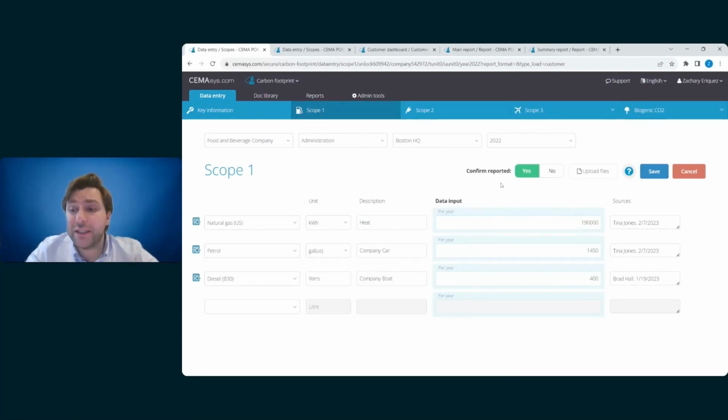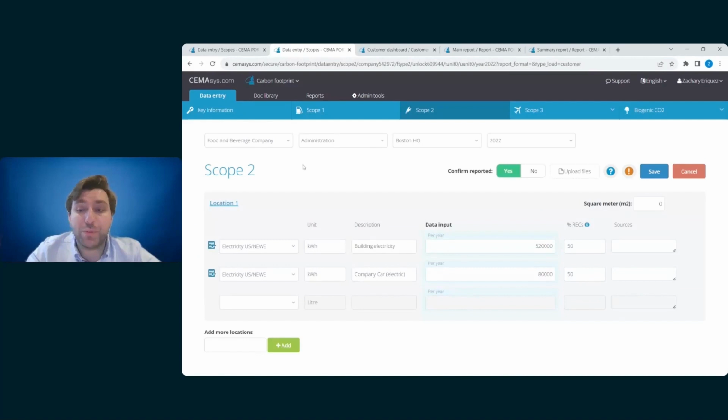But when all of your data is entered and completed, you can use this confirmed reported option by pressing yes to ensure that this office is done reporting and move on. This feature will help with project management in order to confirm reporting down the road.